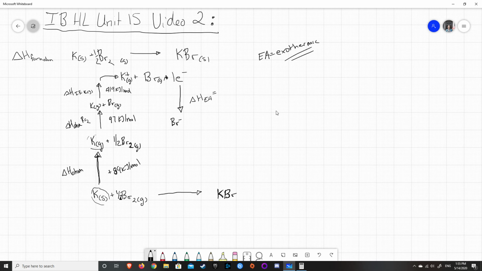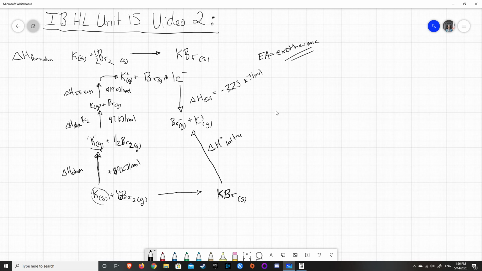And that value is going to be a negative value. It'll be negative 325 kilojoules per mole. And the whole question, what it wants, so we've got Br negative plus K positive, and they're both in the gas phase. And what this question wants is we've got potassium bromide in the solid phase, and it wants to know this delta H value.